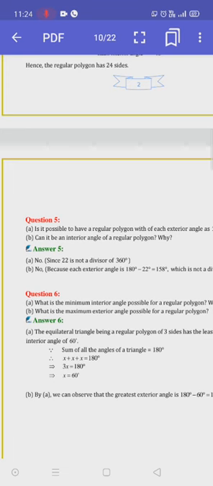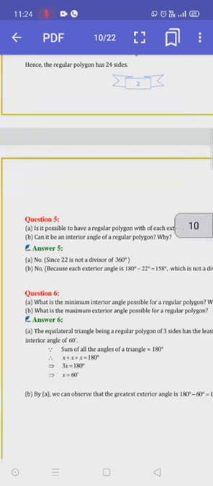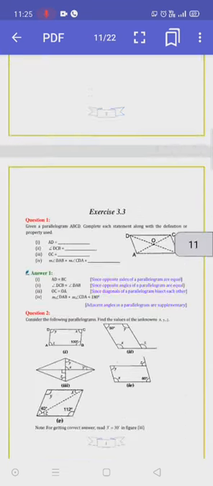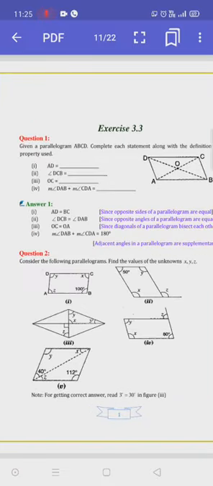Okay, now my dear students, the sixth question is very easy. Sixth is homework. Now I am going to explain exercise 3.3. The first question is very simple. Fill in the blanks. You know the properties of a parallelogram. You can solve it easily. Okay, now see the second question.